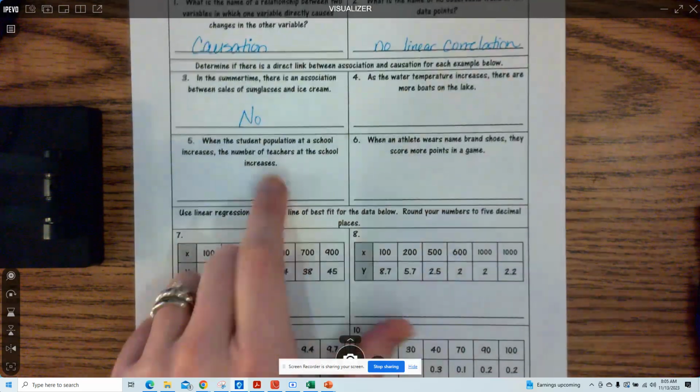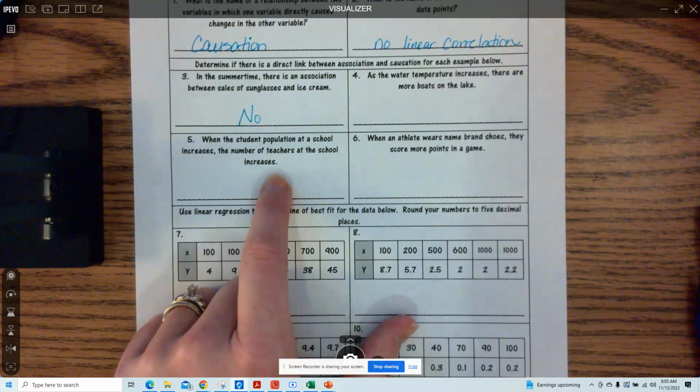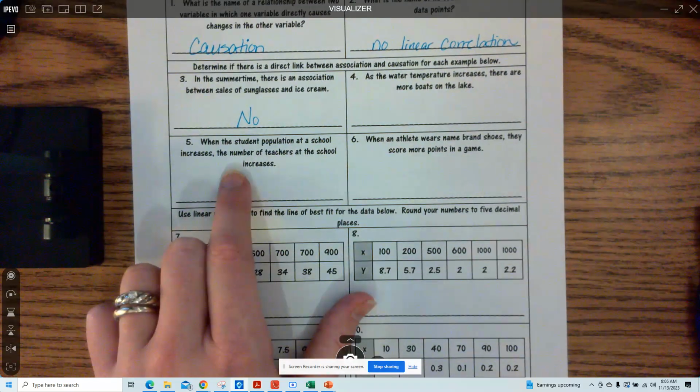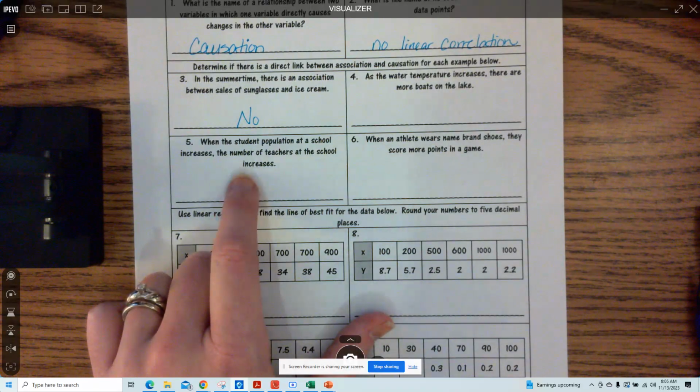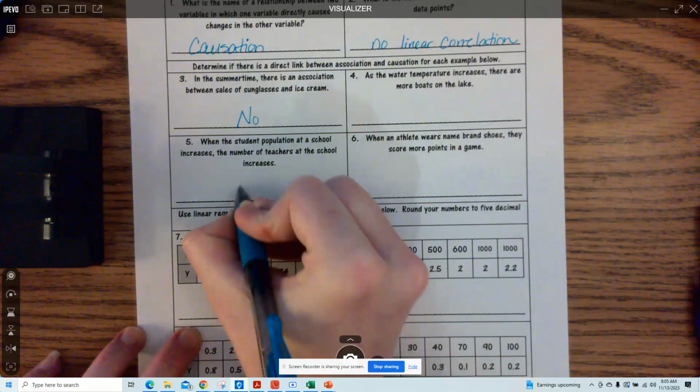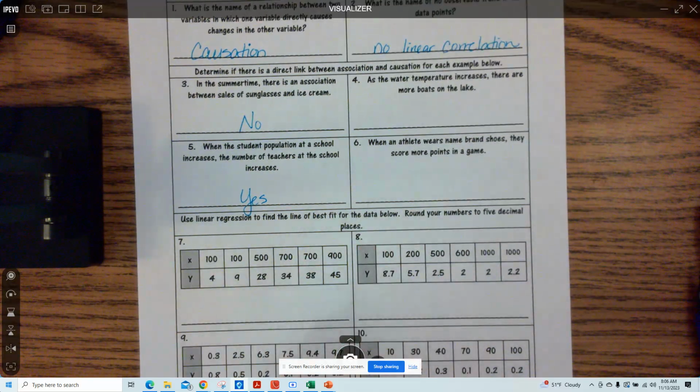Okay. All right. Number five, when the student population at a school increases, the number of teachers at the school increases. So if more students enroll in the school, does that cause us to hire more teachers? Yes. Because there is a law that says you can only have so many students per teacher. So if that number increases, we are forced to. We have to.